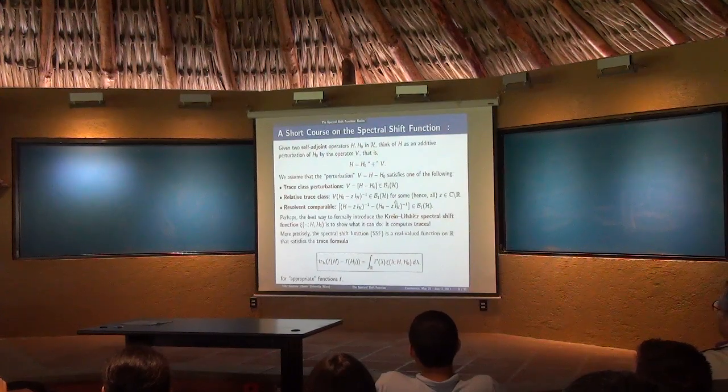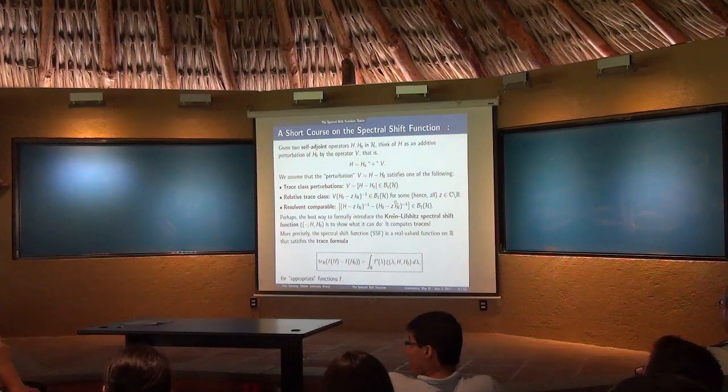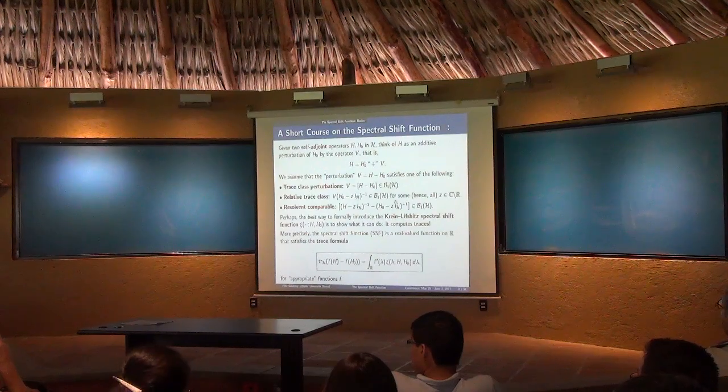You can do quadratic form perturbations, you can do operator perturbations. This is not so important for today. Let's just assume we have a pair of self-adjoint operators which are not too far apart. Now, what do I mean by not too far apart? There are three basic classes, and depending on which class you are working in, the technical difficulties get bigger and bigger, the more general the class.